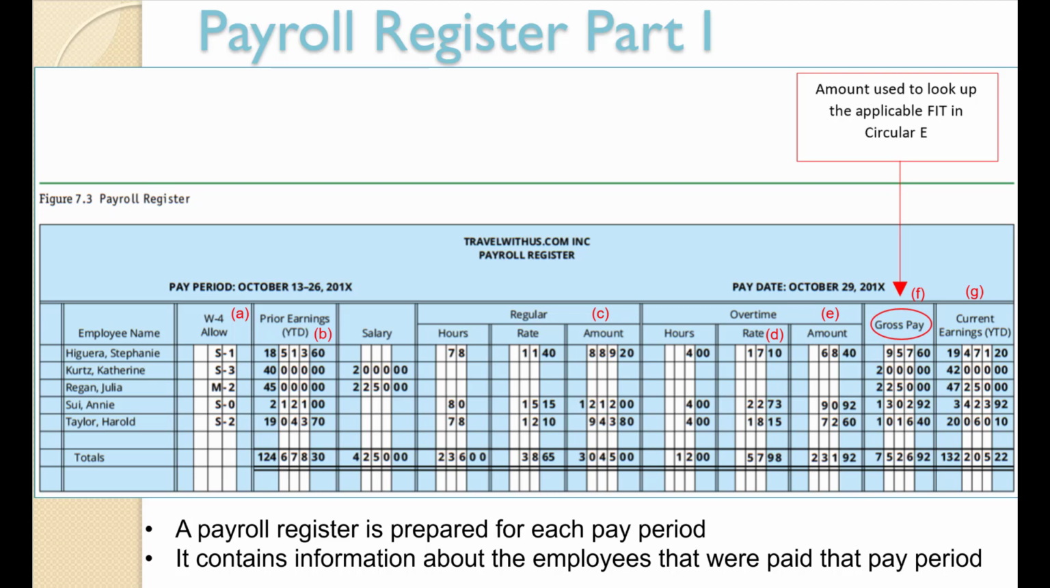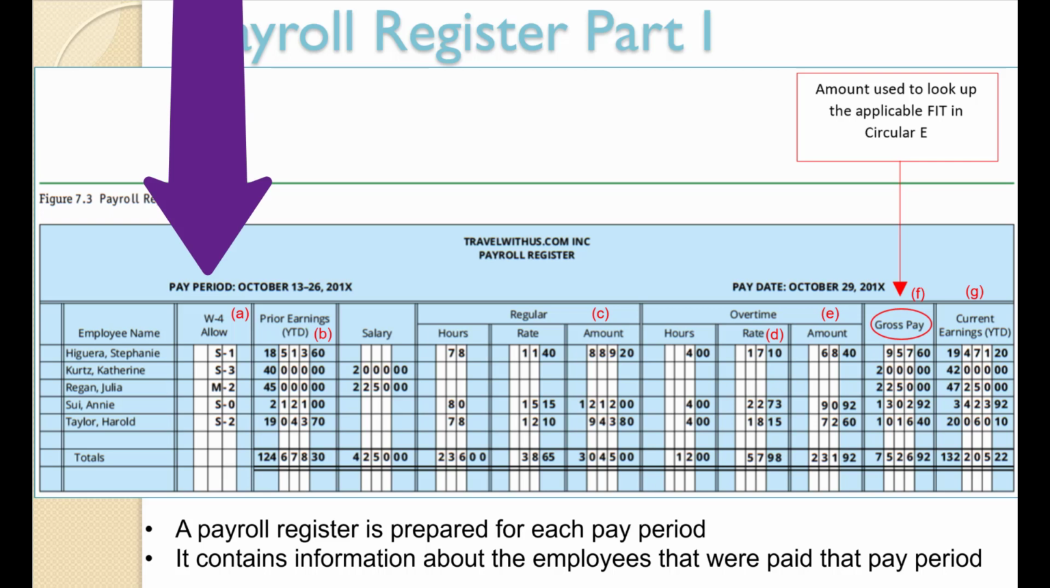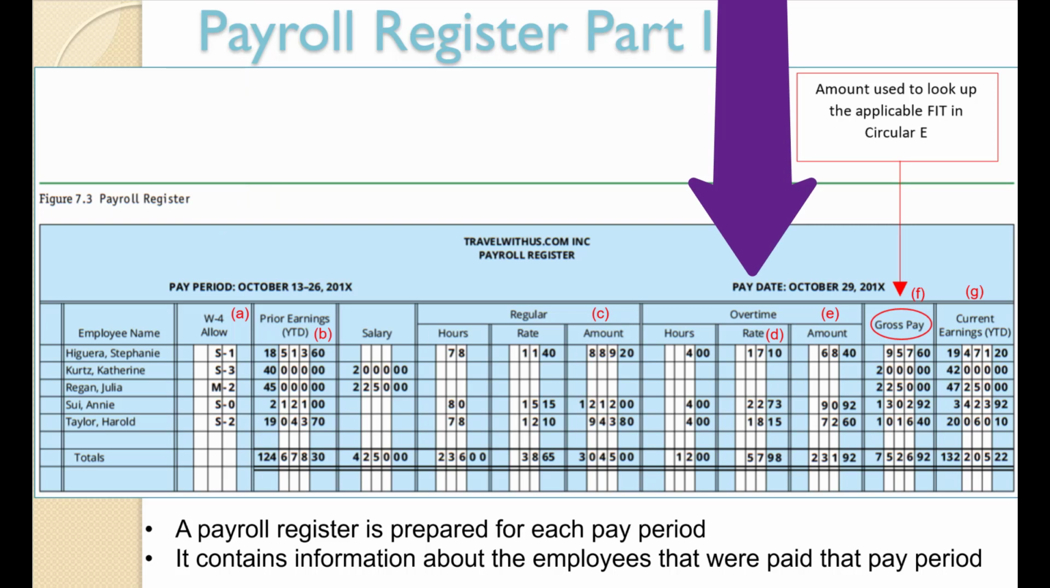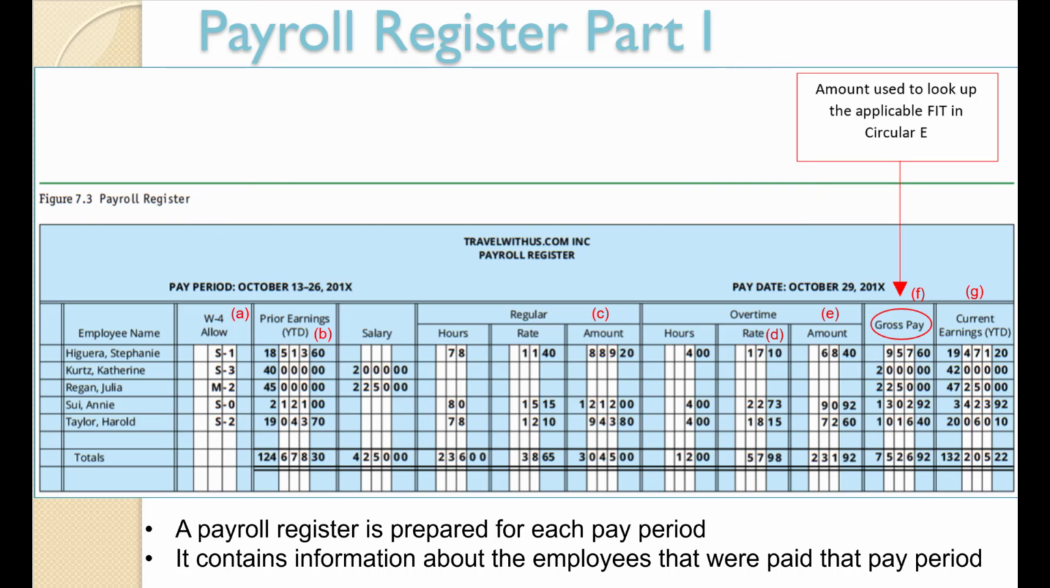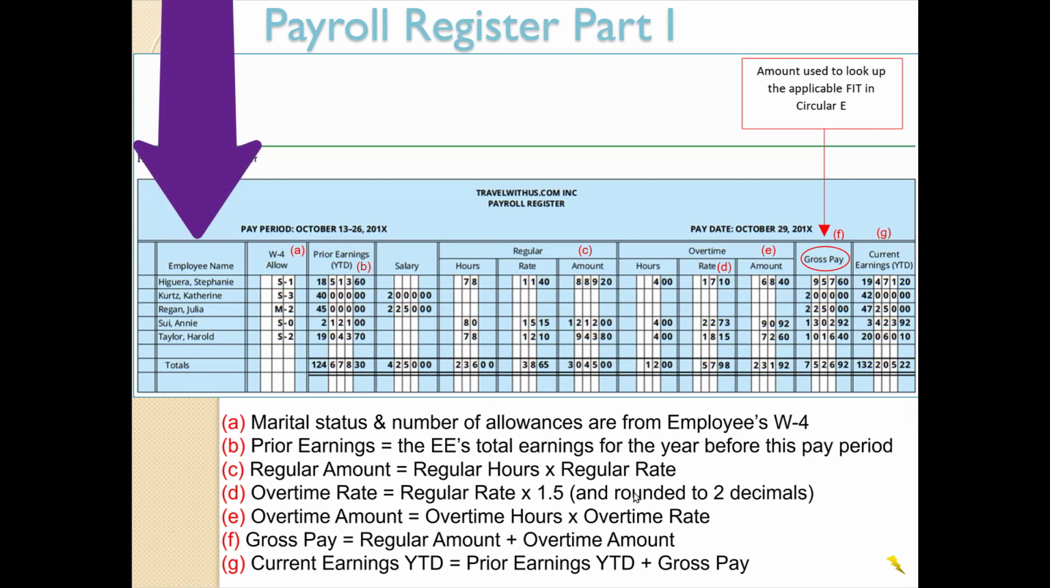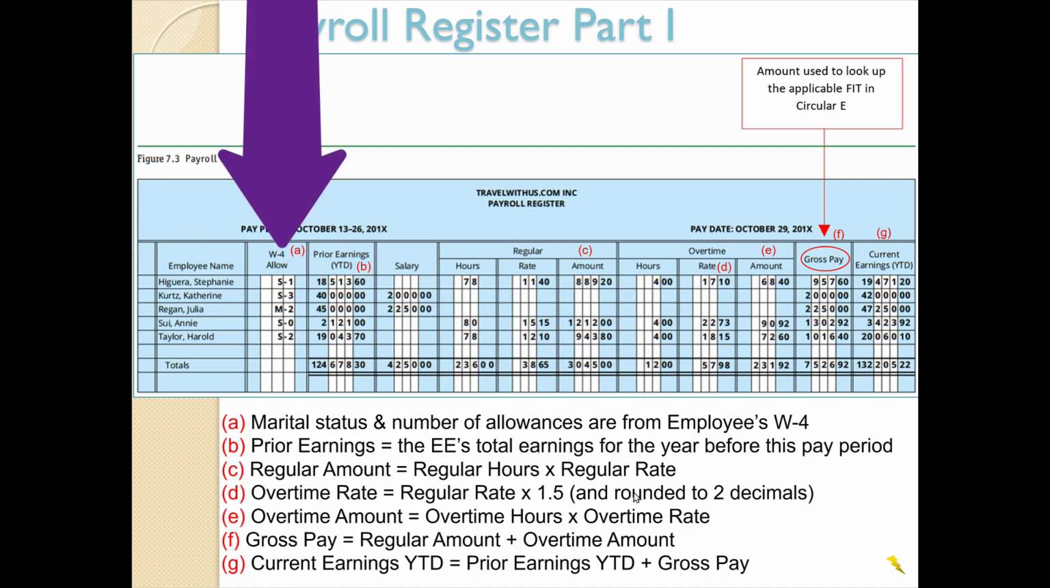In this case, the pay period looks like it's from October 13th through October 26th, and the pay date was October 29th, 3 days after the end of the pay period. Starting with the far left column, we have 5 employees: Stephanie, Catherine, Julia, Annie, and Harold. The next column is our W-4 allowances. That means the marital status and the number of allowances that each employee is claiming. This comes from the employee's W-4. The S stands for single, M stands for married.